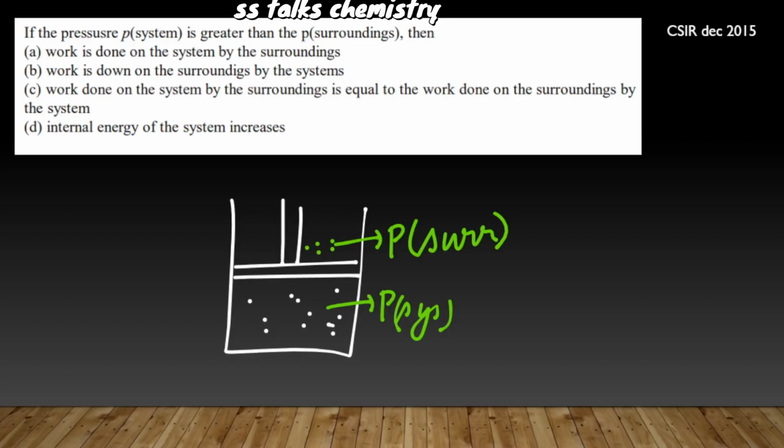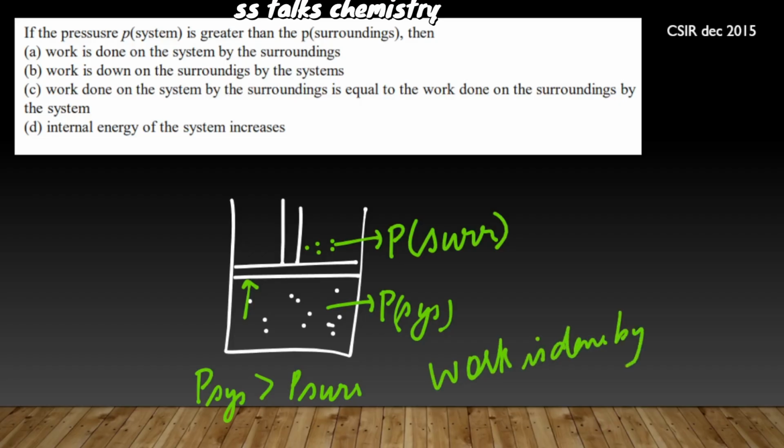Now the condition is that the pressure of the system is greater. So the pressure of the system is greater than the pressure of the surrounding, which means more pressure is applied by these gaseous molecules, so work is done by the system, right? Because the piston will start moving in the upward direction. So work is done by the system on the surroundings. This condition will be there.